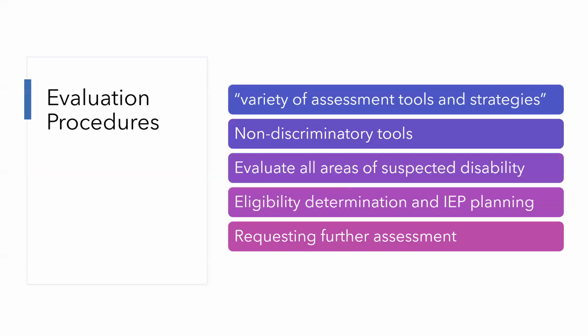So now getting into evaluation procedures. IDEA goes on to break down appropriate evaluation measures, beginning with a statement that the schools must use a variety of assessment tools and strategies that are technically sound to determine if the child has a disability and to determine the appropriate content of the child's IEP. The I in IEP stands for individualized, so it makes sense then that the school needs to have a variety of assessments available to target each child's unique needs.